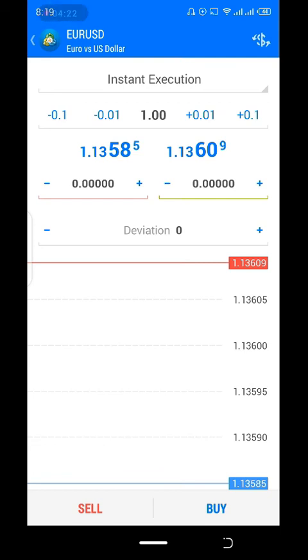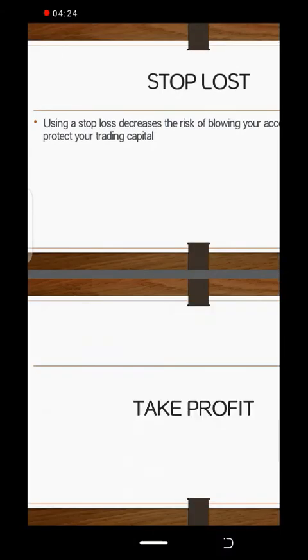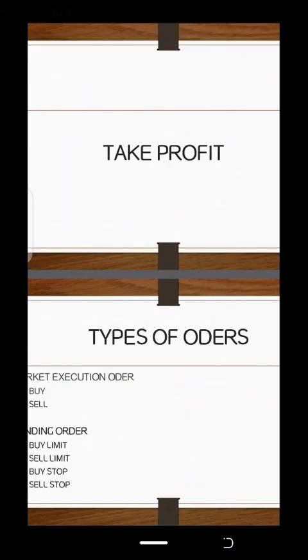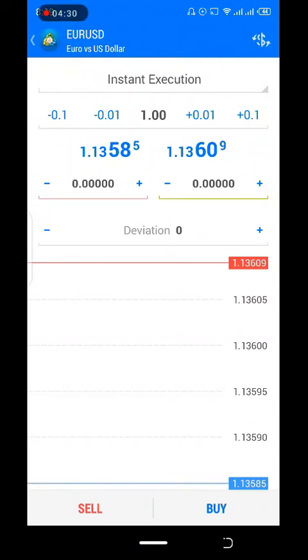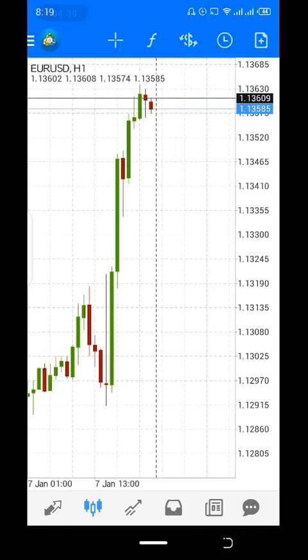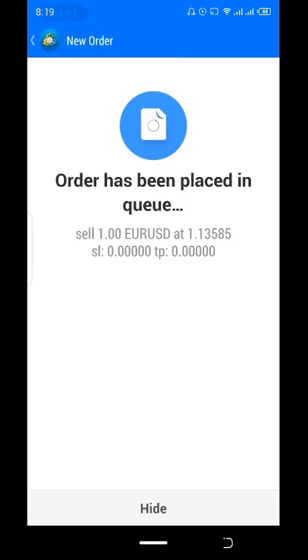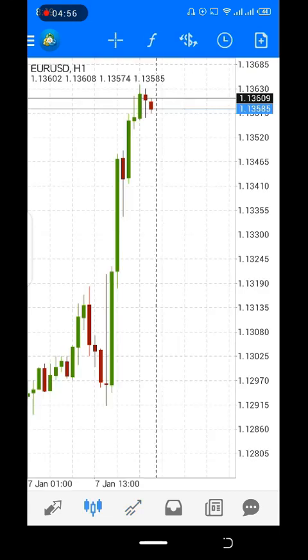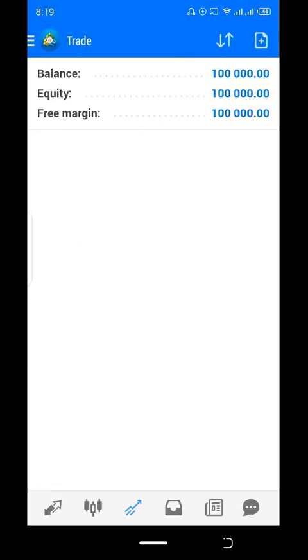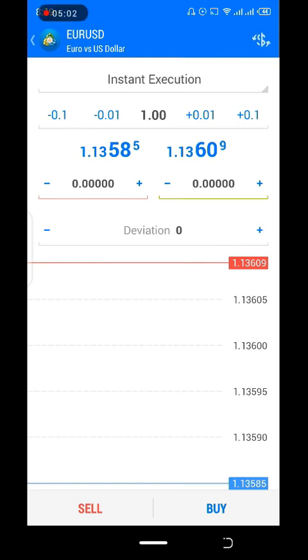So we have types of orders. Yeah, that's what I meant to say. We have instant execution, which is the moment you just want to trade. Instant execution has two types of order: sell order and buy order. So I'm just gonna hit sell, and for buy, buy. So this is instant execution.